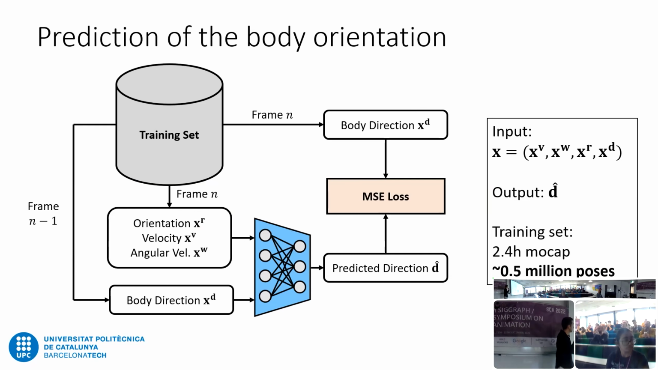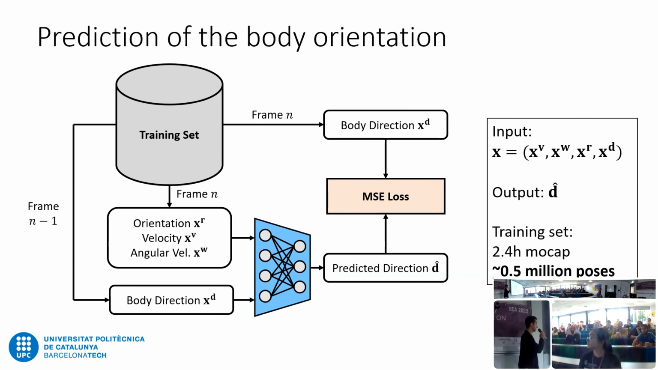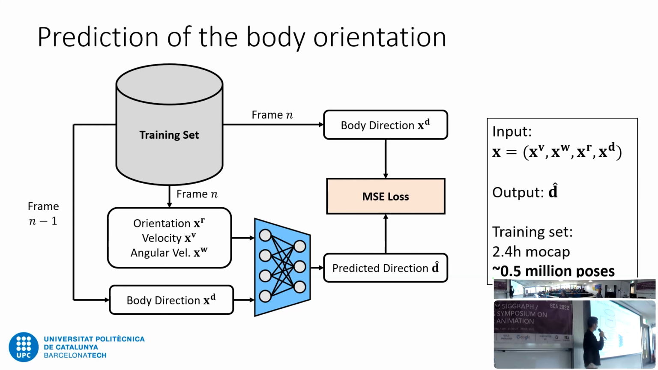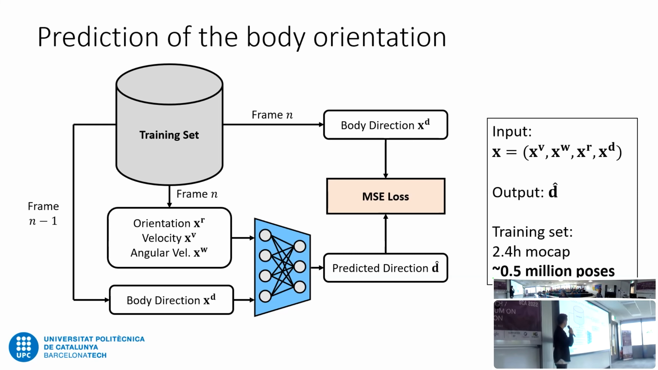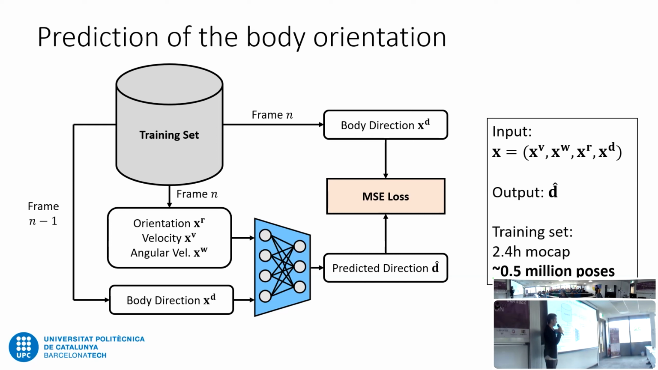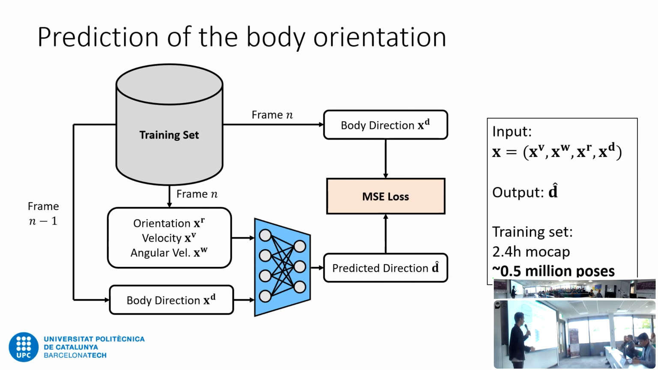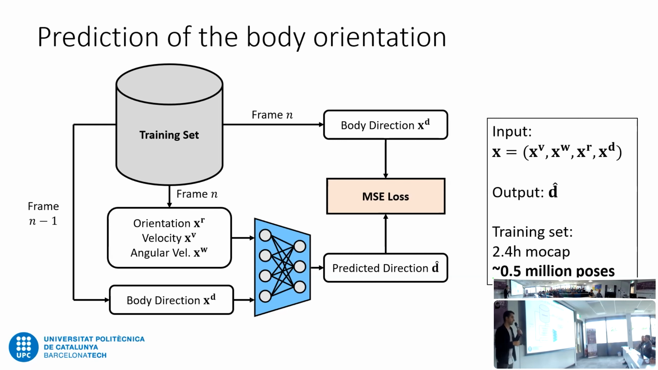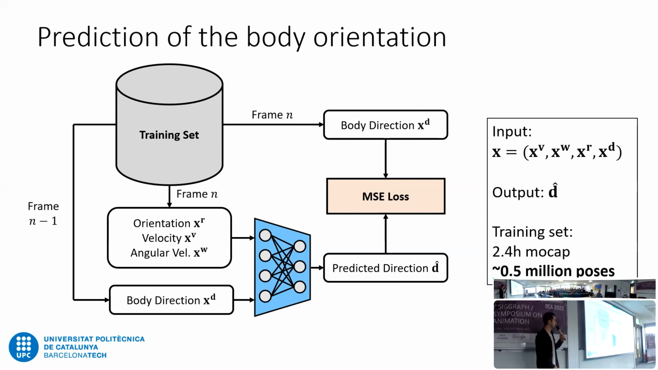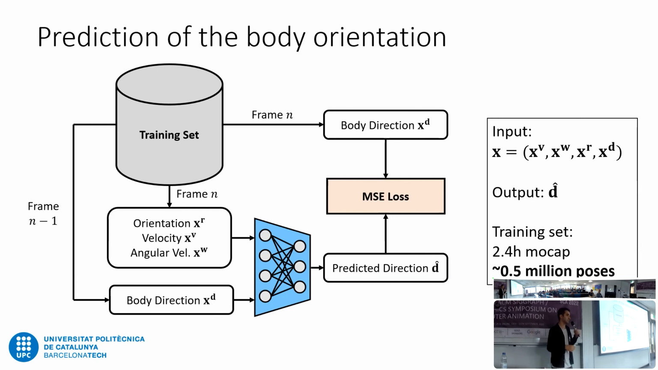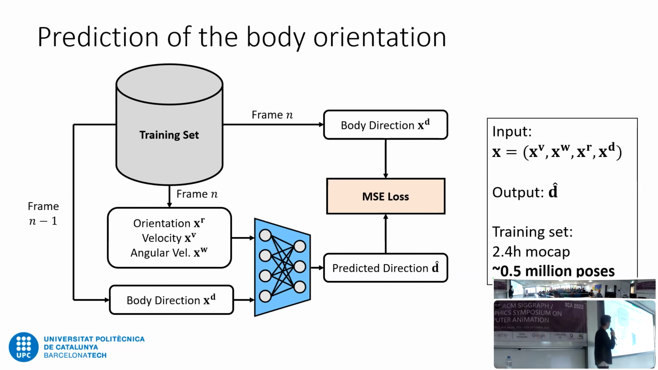First, the prediction of the body orientation. For this, we use a simple feed-forward network, and we use the orientation, velocity, and angular velocity of the three devices, and the previously predicted body direction to have some continuity in the prediction. We captured 2.4 hours of MoCap. We asked the users to play some MetaQuest and HTC Vive games, as well as doing some of our VR experiments. So we have a VR-specific data set, and with this, we train the neural network.